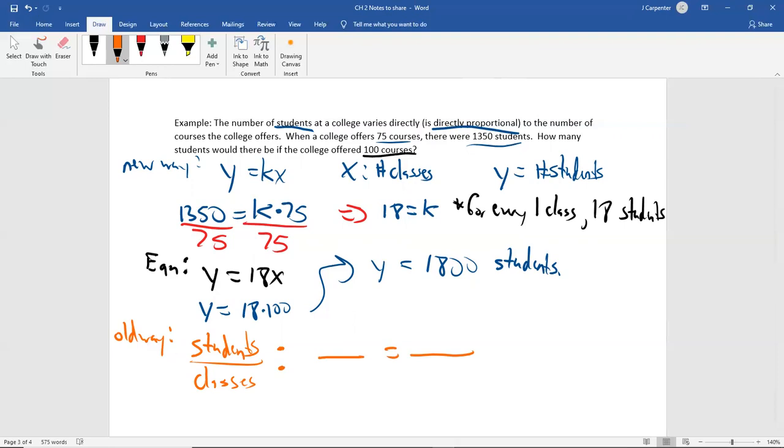For each fraction, that's going to be a scenario that's paired. So when a college offers 75 courses, there's 1350 students. 1350 is the students, so top. 75 courses is the number of classes, so bottom.